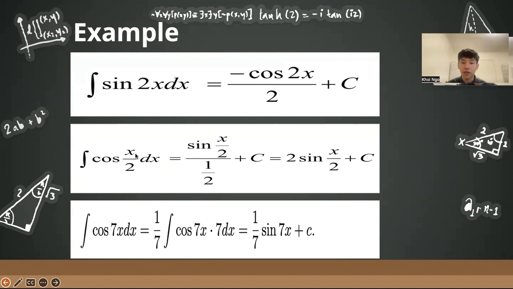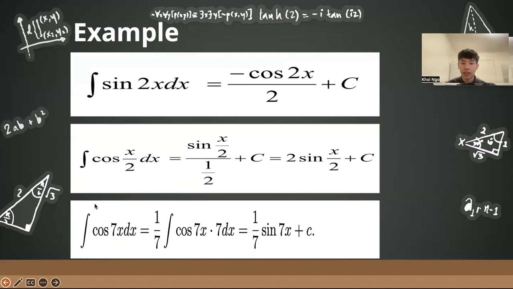And then that's why we have sine of x on 2, over a, which is a half, plus c. Because it is over a half, we swap the fraction, so it would be 2 times sine x over 2 plus c.